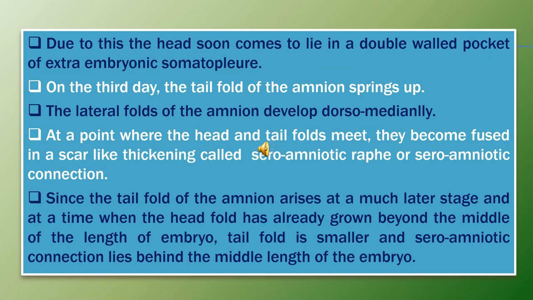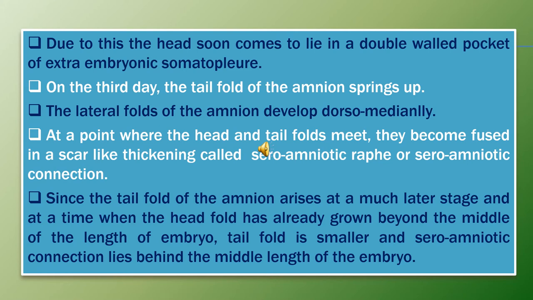Due to this, the head soon comes to lie in a double-walled pocket of extra-embryonic somatopleura. On the third day, the tail fold of the amnion springs up. The lateral folds of the amnion develop dorsomedianly at a point where the head and tail folds meet. They become fused in a scale-like thickening called seroamniotic raphe or seroamniotic connection.